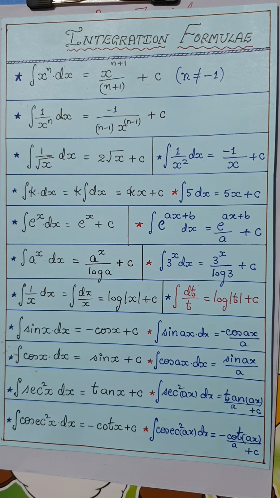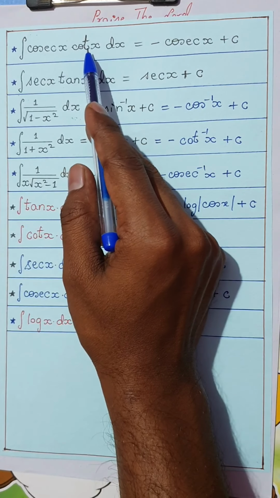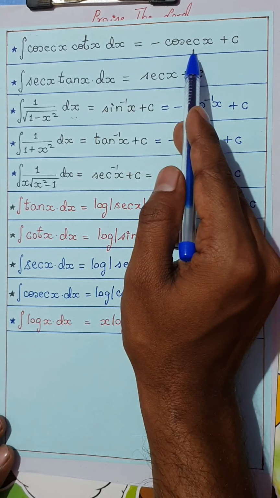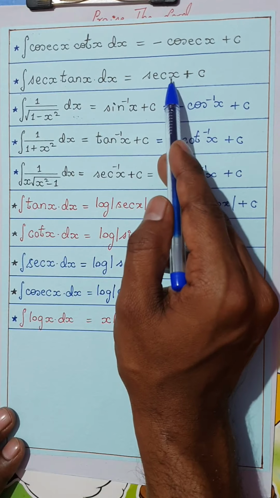Okay, so moving on to the next formulas, we have integral of cosecant x into cot x, which is nothing but minus cosecant x, and integral of secant into tan is nothing but secant x.